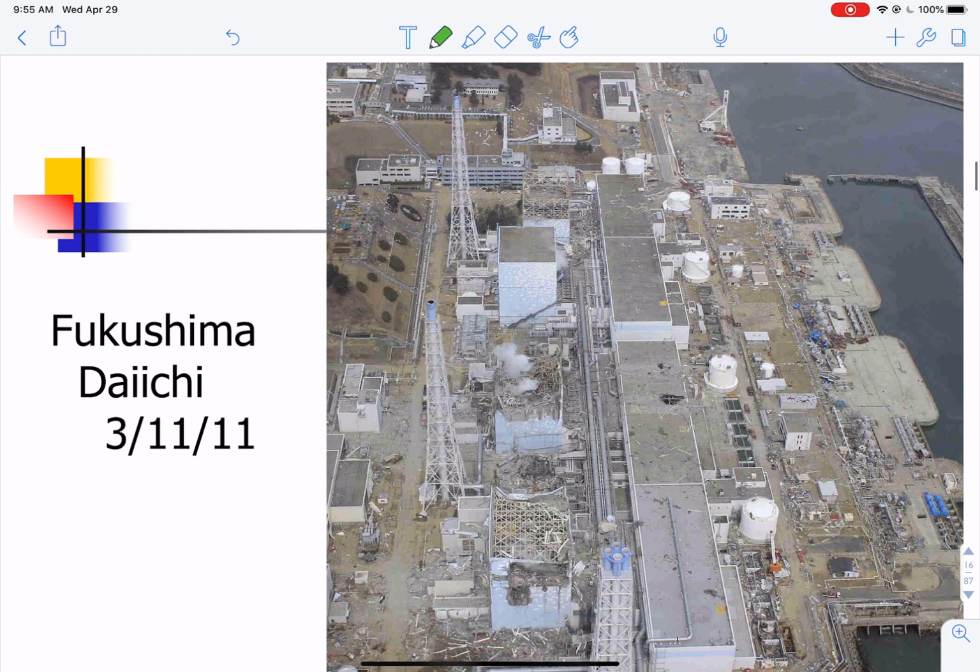This is the most recent one, not caused by man at all. This is in Japan, Fukushima Daiichi, and there was that huge earthquake that created a gigantic tsunami that washed up on this shore and knocked out a number of these reactors. You can see several of the reactors right here. And it also knocked out the electricity to the pumps that were circulating water. And so they had some meltdowns. And so this whole area became contaminated.